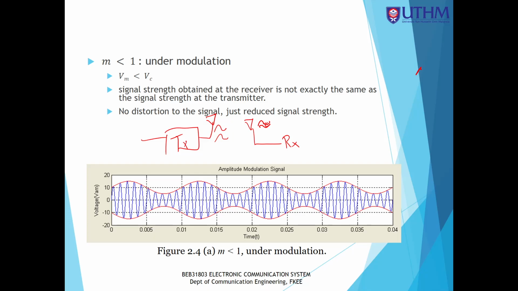Okay, kalau kita nak signal itu kuat, kita perlu amplify the signal so that the receiver can receive a high amplitude signal. Okay. So there is no distortion. Although it is a low amplitude signal, reduced strength, there is no distortion. This is okay. Okay, this is a good modulation type. Okay, ini adalah jenis modulation yang baik. Okay, yang okay.